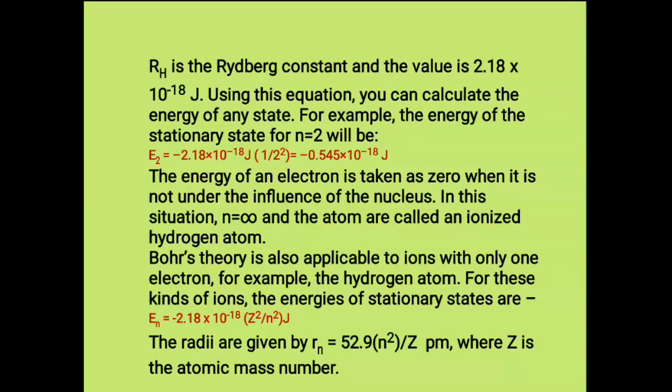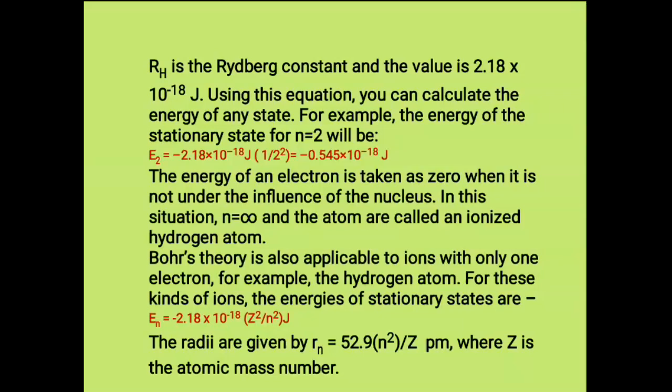Next is, what is the significance of the negative sign for electronic energy? We have seen in the equation we are writing En equals minus 2.18 into 10 raised to power minus 18 Z square upon n square. So why is the term negative? We can also write the same equation as minus 1312 upon n square, and for hydrogen-like species minus 1312 Z square upon n square.